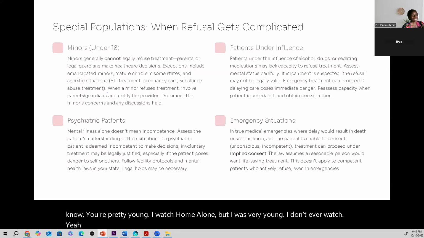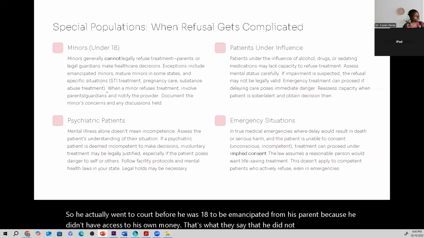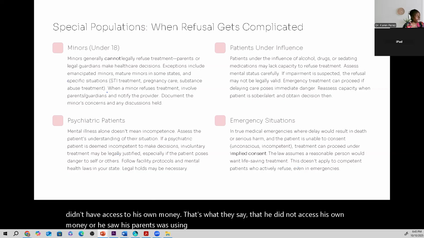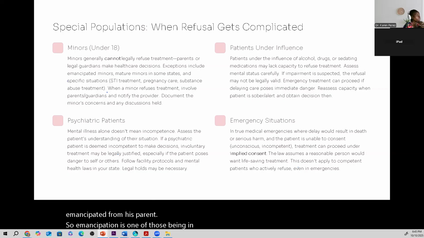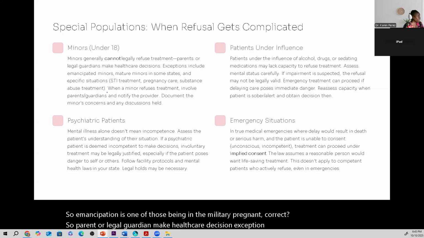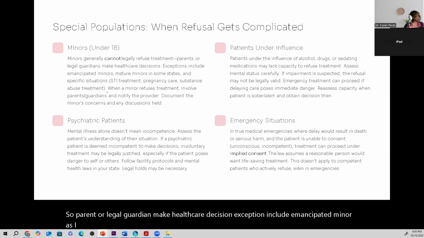His cousin. Yes. So he actually went to court before he was 18 to be emancipated from his parent because he didn't have access to his own money. That's what they say, or he thought his parent was using his money. So emancipation is one of those, being in the military, pregnant, correct. So a parent or legal guardian makes healthcare decisions. Exceptions include emancipated minors, as I said, mature minors in some states, and specific situations.